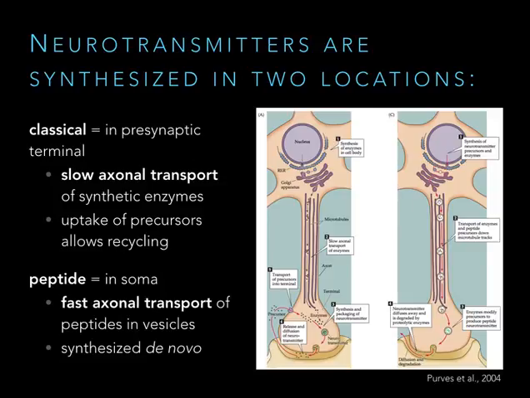Peptides are just 2 or more amino acids strung together. We synthesize these in the cell body because, again, we're putting together amino acids. These are essentially little proteins. That has to happen at the cell body.